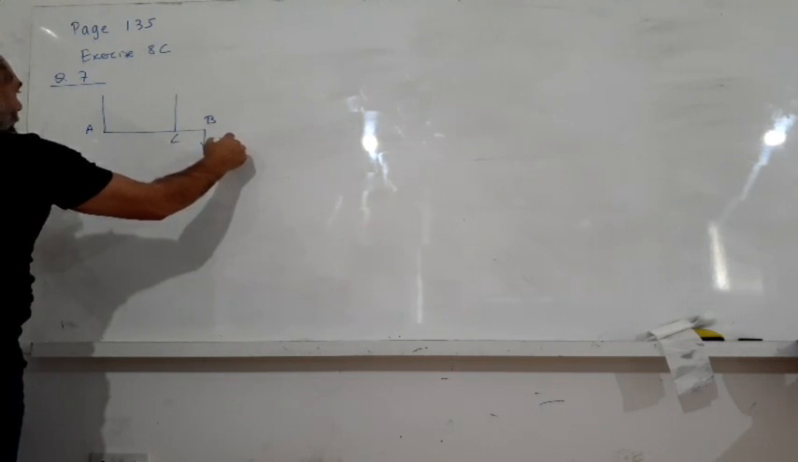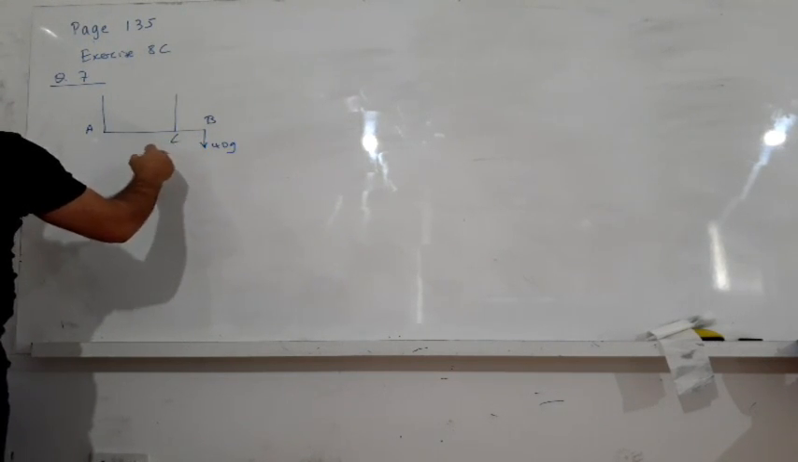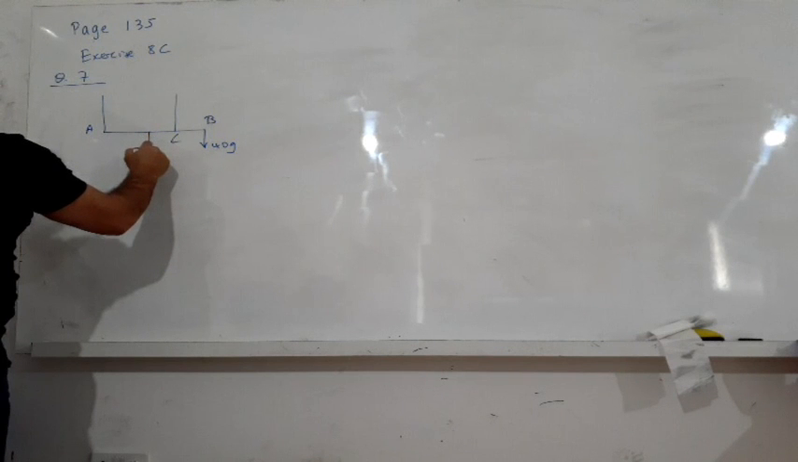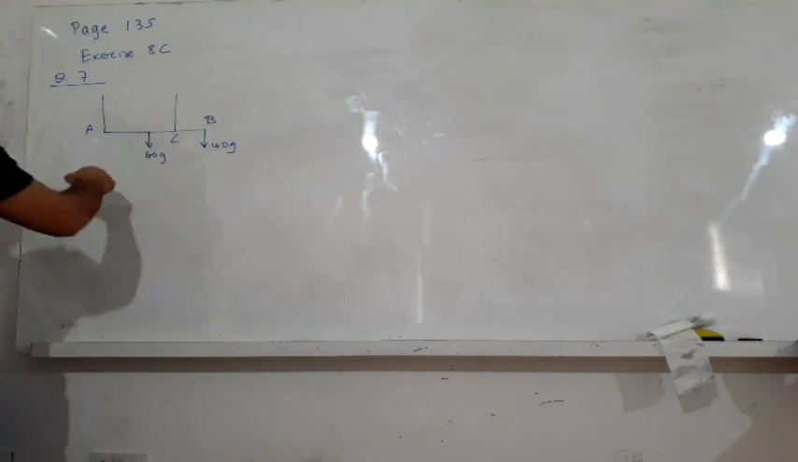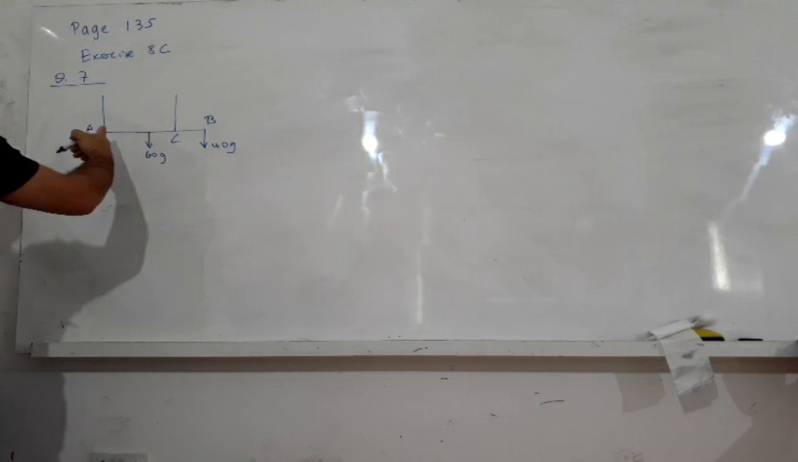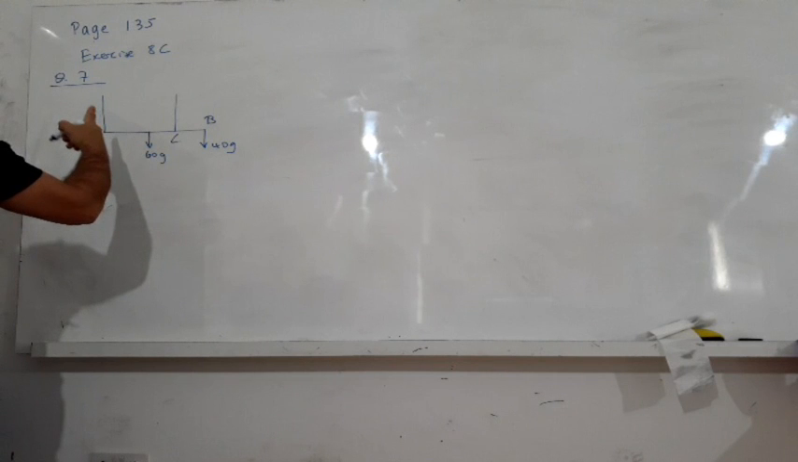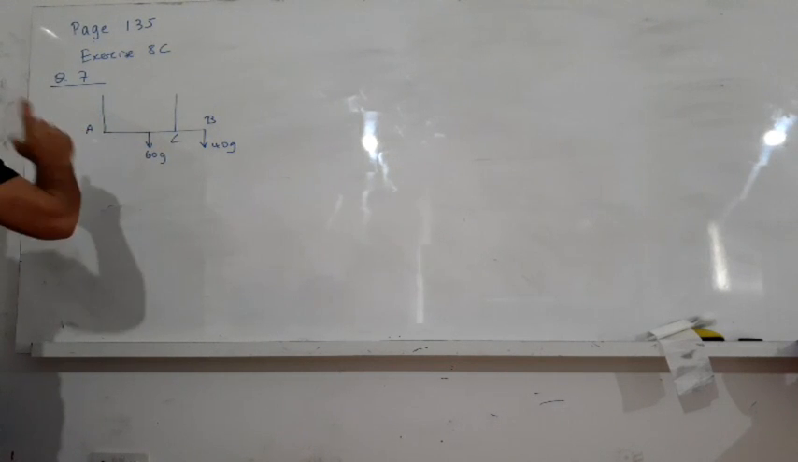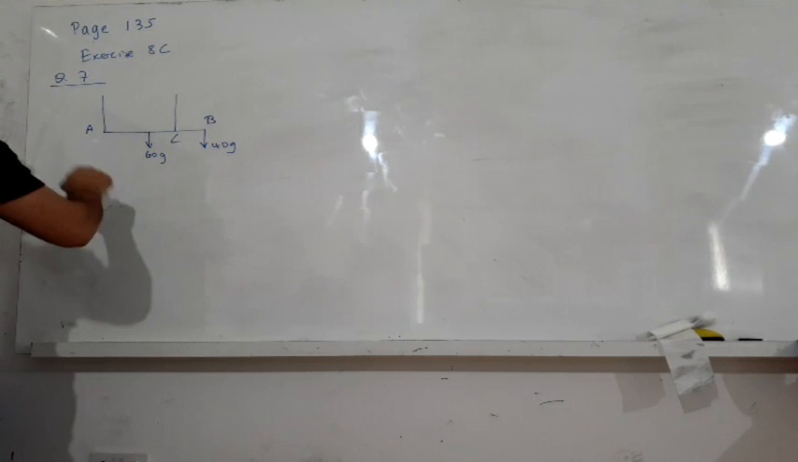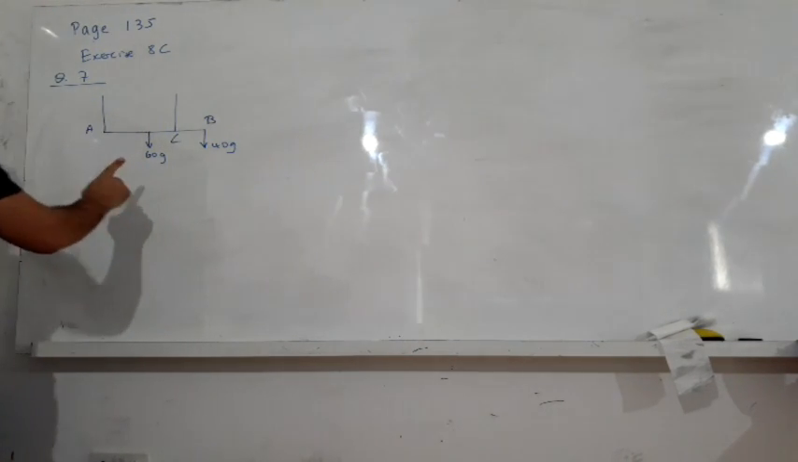Remember, the weight of the rod is at the midpoint because it is a uniform one. I am going to solve non-uniform questions as well. Don't worry. But this is a uniform one. So its mass, its weight is at the midpoint.